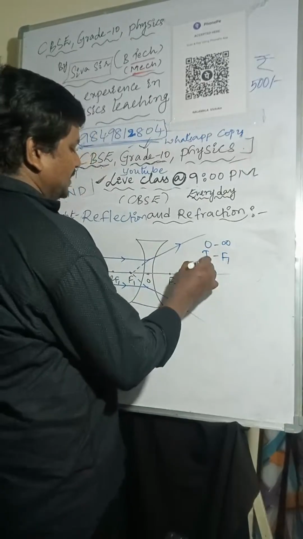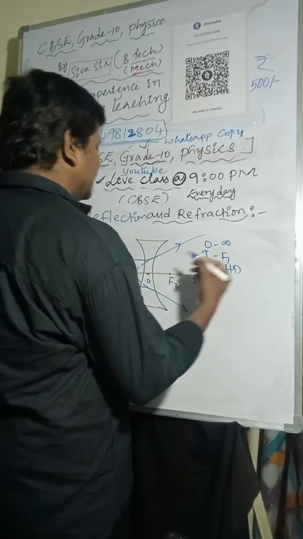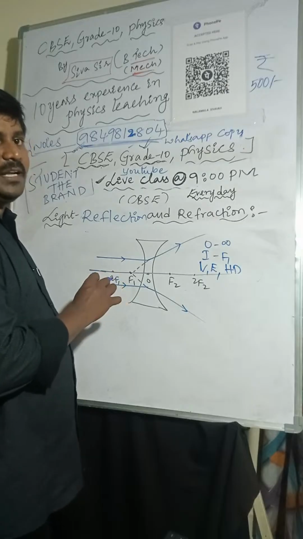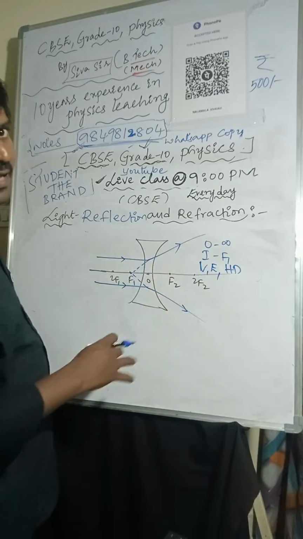Nature of the image is virtual and erect, and highly diminished, because the image is formed at F1. Image will form at F1. Nature of the image is virtual, erect and highly diminished.